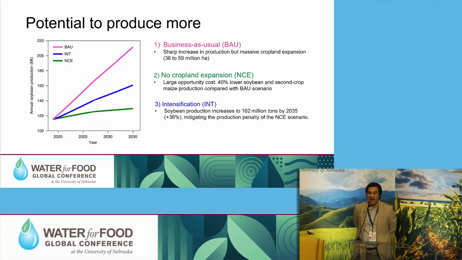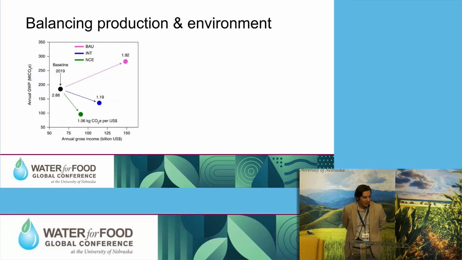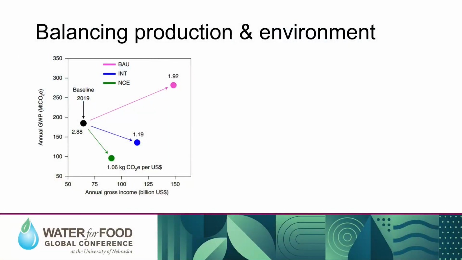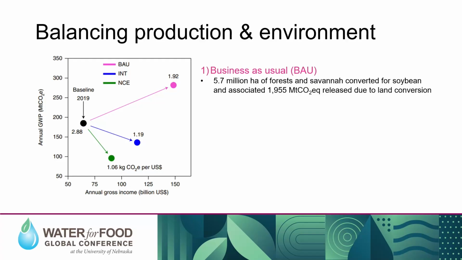So again, this is about production. Let's now look into the economic and the environmental outcomes. This figure here shows the environmental outcome, which is summarized into GWP, which means global warming potential. That means the amount of global warming, the amount of greenhouse gas emissions, plotted against the annual income derived from soybean and maize production. Shown there is a black circle representing where Brazil is now, and then the different trajectories associated with each of the three scenarios.